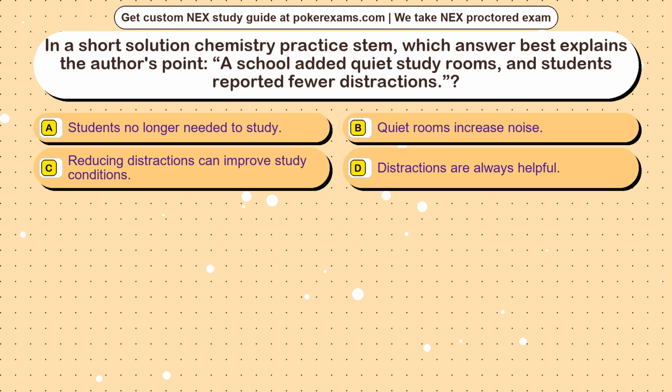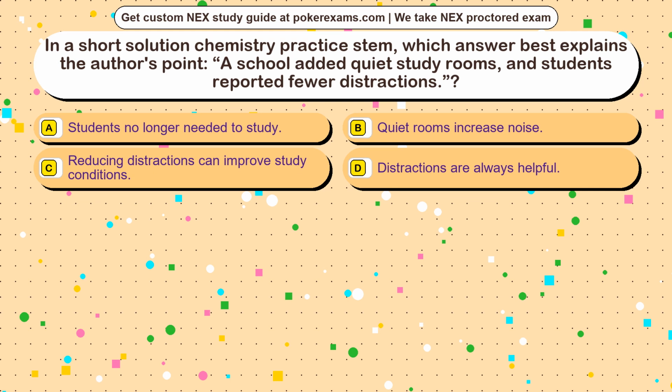Question 14. In a short solution chemistry practice STEM, which answer best explains the author's point? A school added quiet study rooms, and students reported fewer distractions. Option A, students no longer needed to study. Option B, quiet rooms increase noise. Option C, reducing distractions can improve study conditions. Option D, distractions are always helpful.